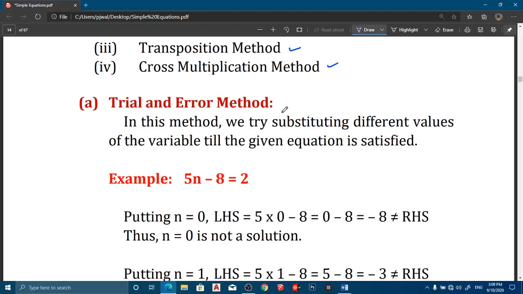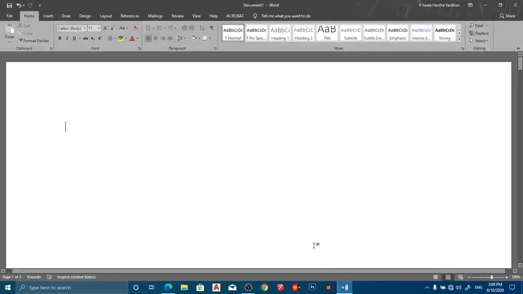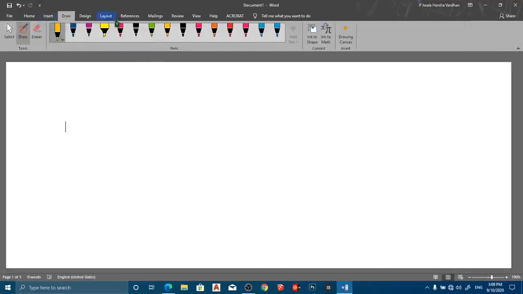Let us see some examples on this trial and error method. See here, if I take, for example, 5x plus 8 is equal to 23. I am taking 5x plus 8 equal to 23 here. So this I am going to solve by using the first method, the trial and error method.